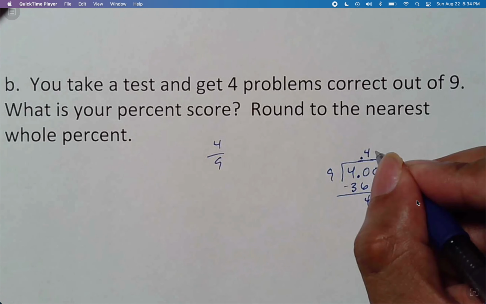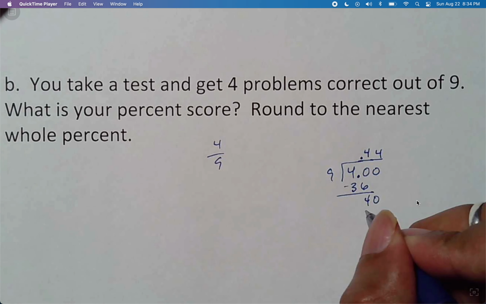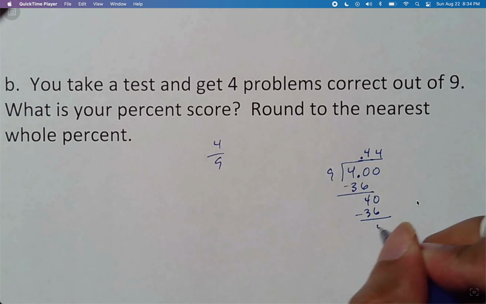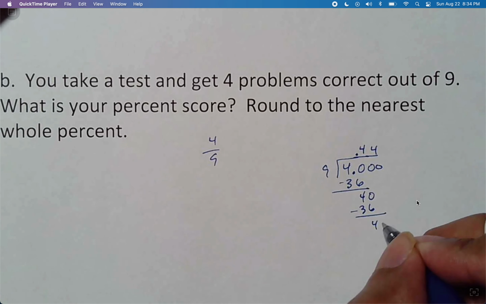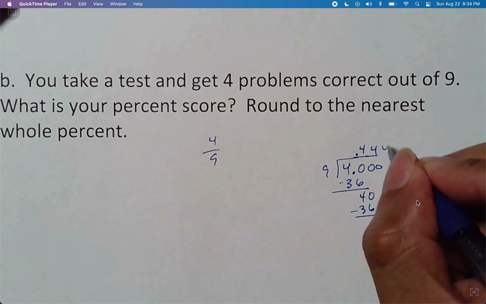Don't forget to bring your decimal up. So 4 there, which is again 36. Bring down a 4. I think we're into a pattern here. So because I need a third number, I add one more 0, bring it down. 9 goes into it 4 times.